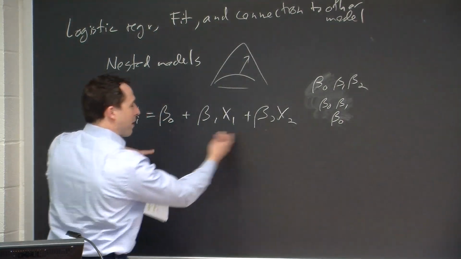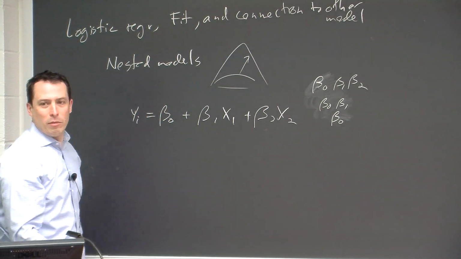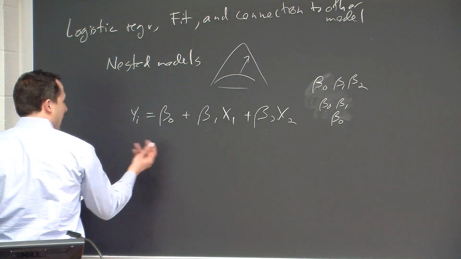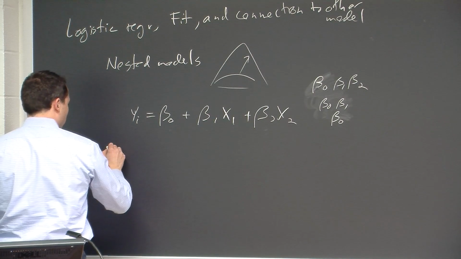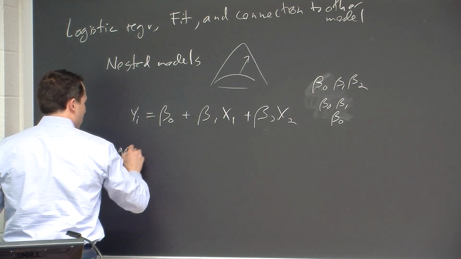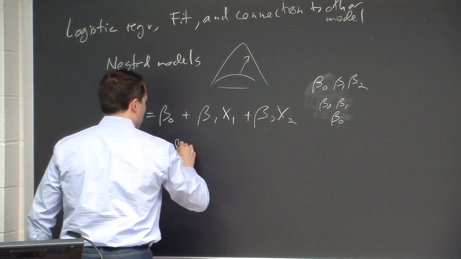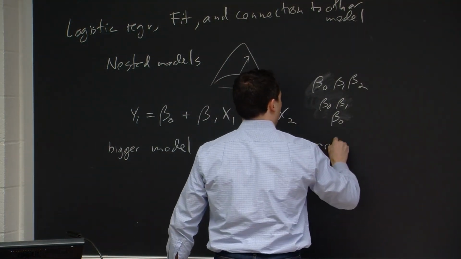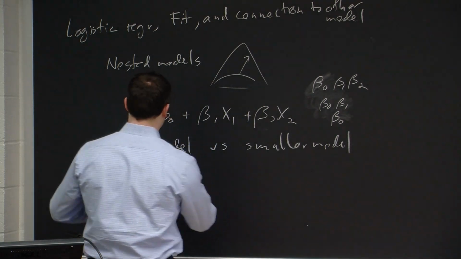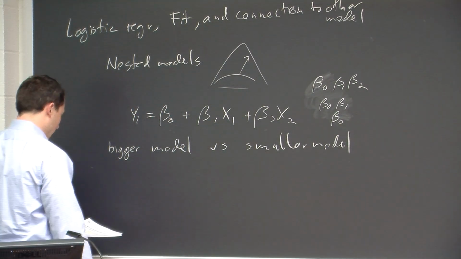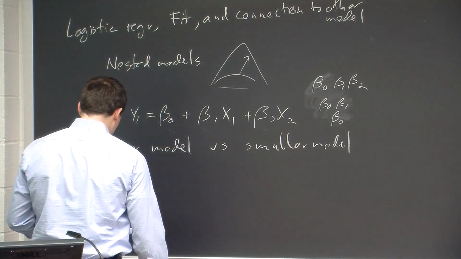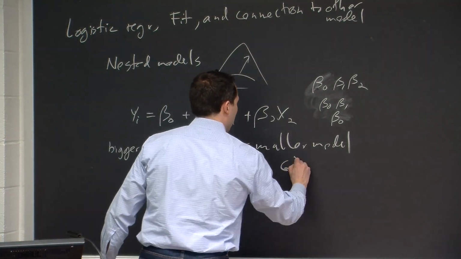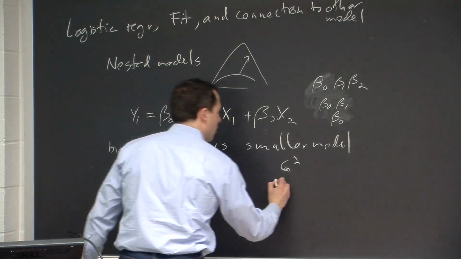So we always have what the notes call a current model, or a biggest model, and we're comparing it to some smaller model where we've zeroed out some of the coefficients. So we have a bigger model versus a smaller model, and this might just be how many coefficients are allowed to be non-zero. For each of these we get a G squared and we get a degrees of freedom.